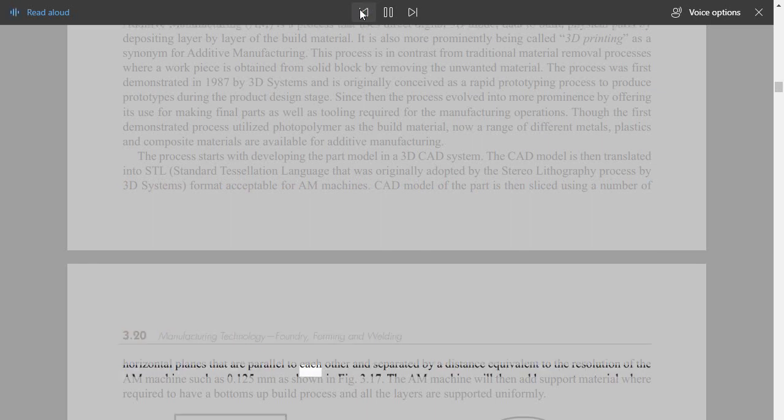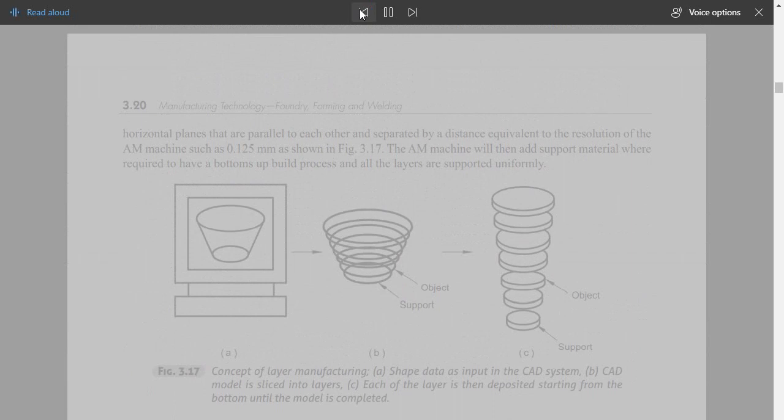each other and separated by a distance equivalent to the resolution of the AM machine, such as 0.125 mm as shown in Fig. 3.17. The AM machine will then add support material, where required to have a bottoms-up build process, and all the layers are supported uniformly.